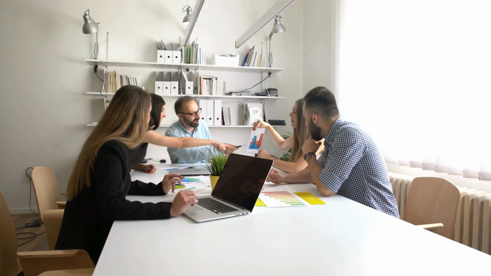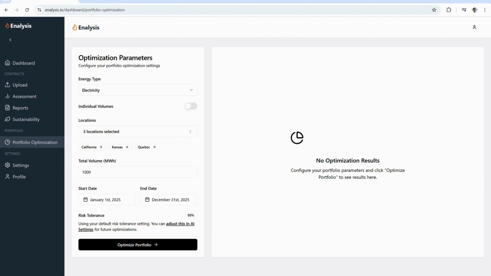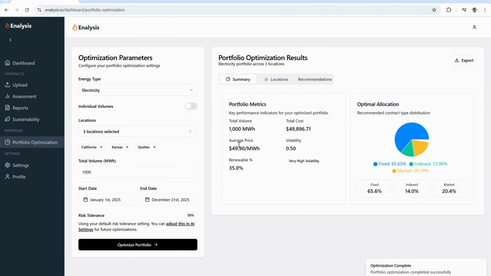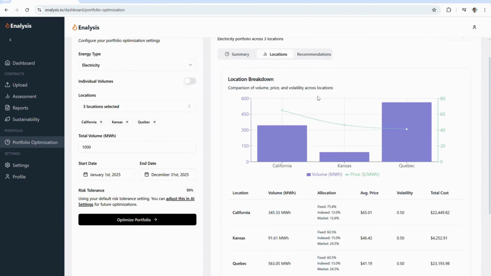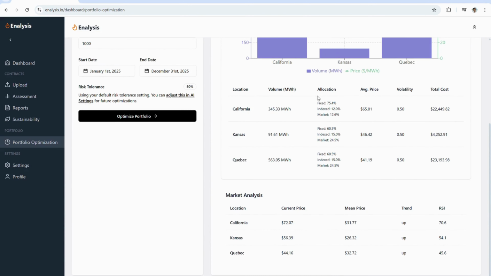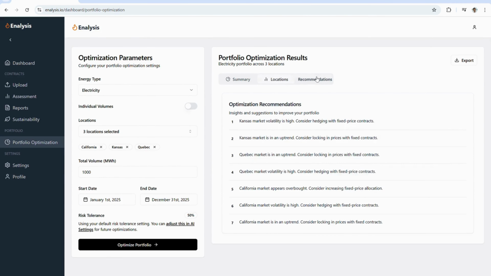Here's how it works. 1. Advanced portfolio optimization. Get real-time market insights combined with risk-adjusted performance metrics. Spot inefficiencies in your portfolio and receive tailored rebalancing recommendations so you can achieve the ideal risk-return balance.